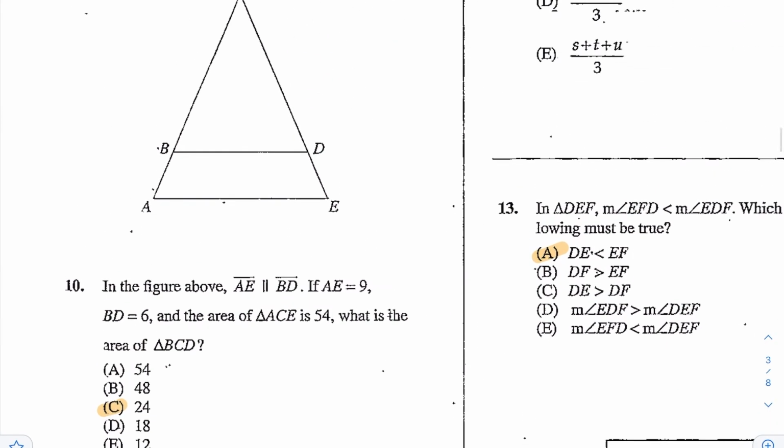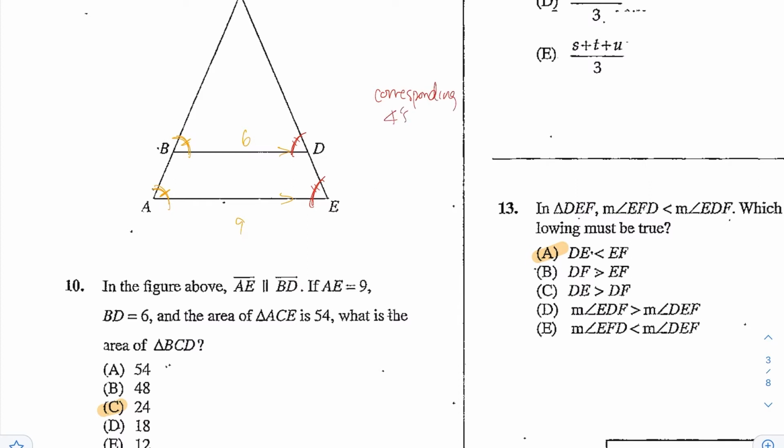All right, next for number 10, in the figure above, line AE is parallel to line BD. And if AE is equal to 9 and BD is equal to 6, and the area of triangle ACE is 54, what is the area of triangle BCD? All right, so AE is parallel to BD. And when you have that, you have corresponding angles. So angle CBD corresponds to angle A, and angle CDB corresponds to angle E. These are corresponding angles.